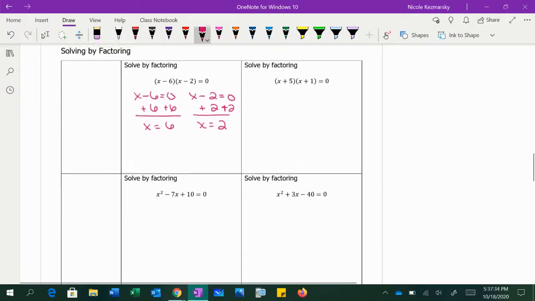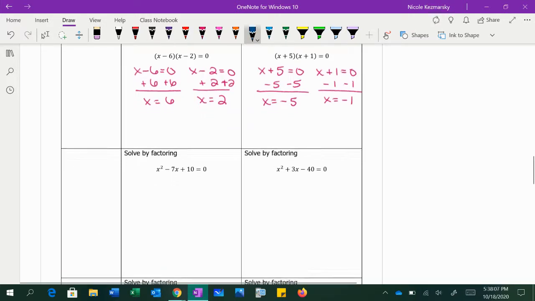So same thing with the next one. I'm going to do x plus 5 equals 0 and x plus 1 equals 0. And I'm going to subtract 5 and get x equals negative 5. And I'm going to subtract 1 and get x equals negative 1.